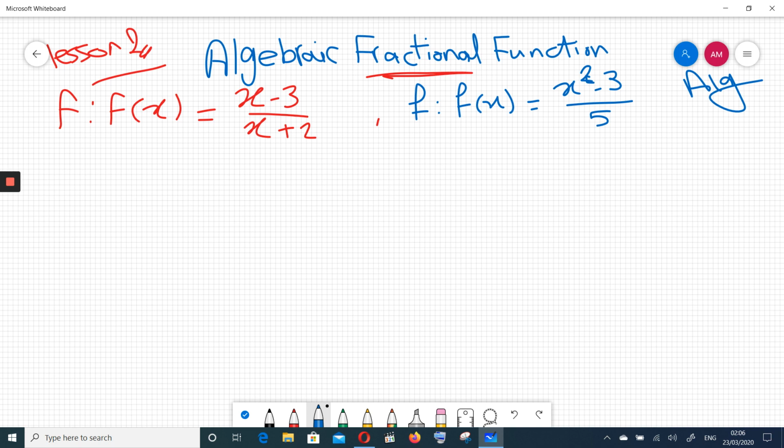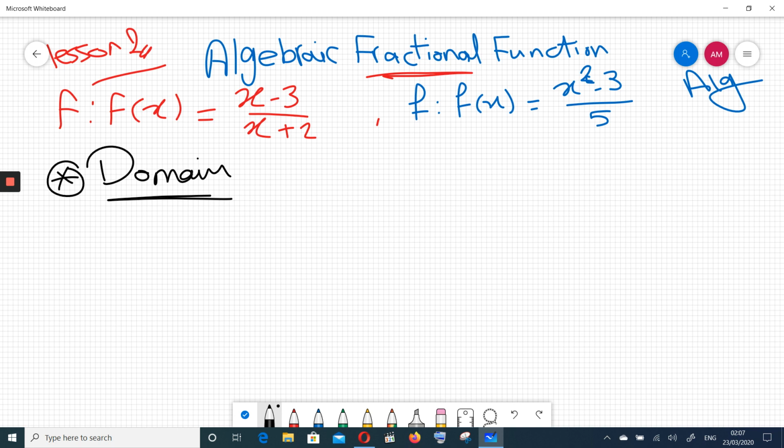And in first prep, when we started to study the rational numbers, Q, we said it's impossible to make my denominator equal 0. So we take my denominator, for example the first one here: x plus 2. To find something called the domain. The domain of an algebraic fractional function is all the real numbers except the numbers that make my denominator equal 0.